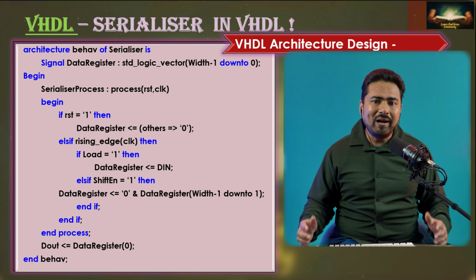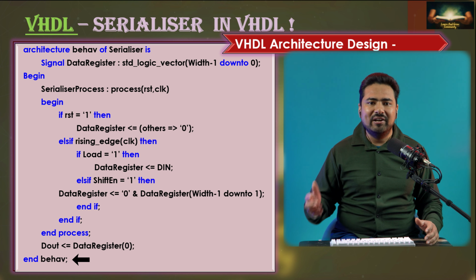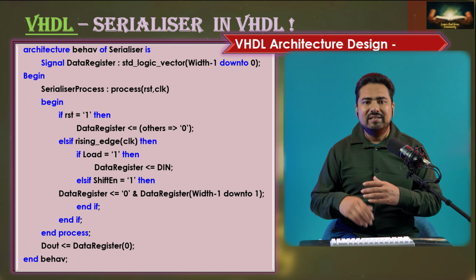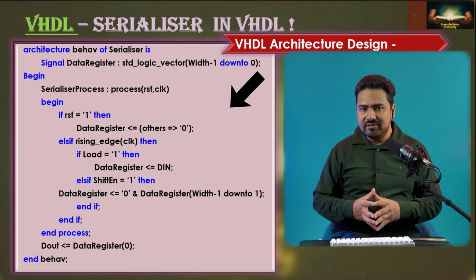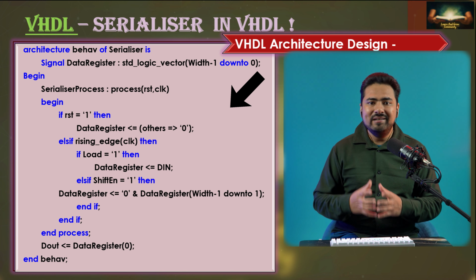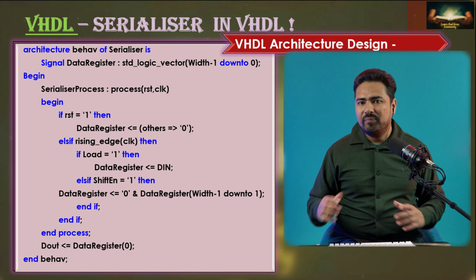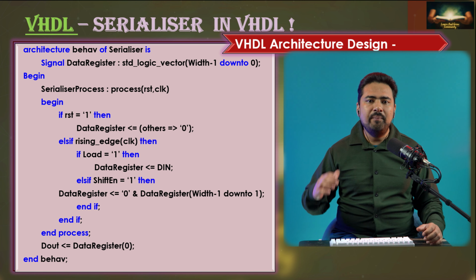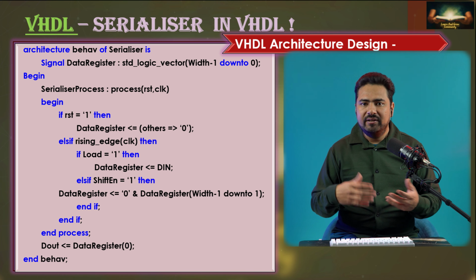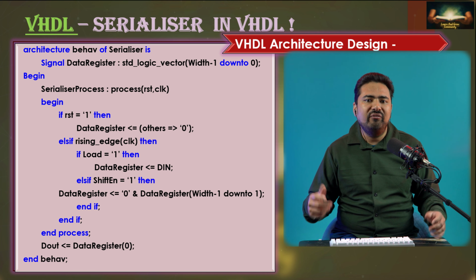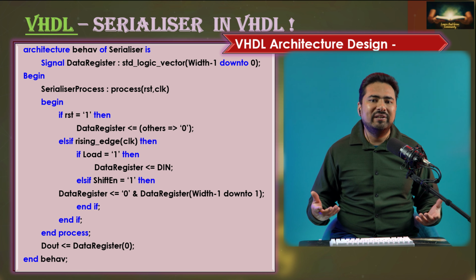Finally, terminate your architecture section using the end architecture statement. So this is our VHDL code for serializers or parallel in serial out system. Okay, so that's it for today. In the next session, we will design memory elements such as RAM or ROM, etc. in VHDL. So stay tuned for the updates.